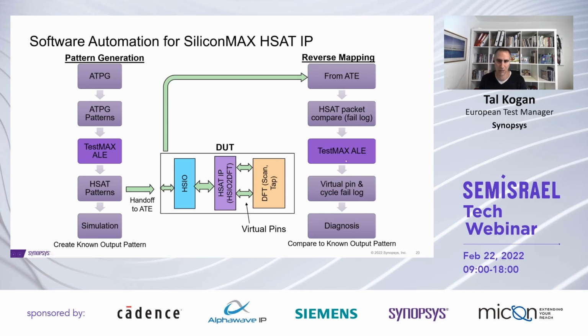Now, this transformation is crucial in order to run your regular diagnosis. Of course, you cannot run your diagnosis directly on the packetized data. You have first to do this reverse mapping here on the right side, get the scan data that is applied on the chip, and then run diagnosis on it.